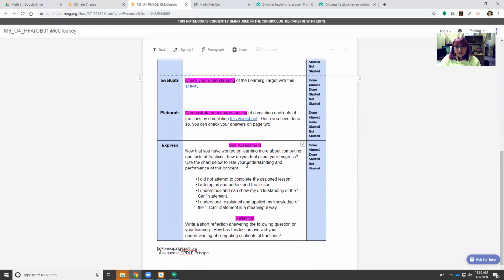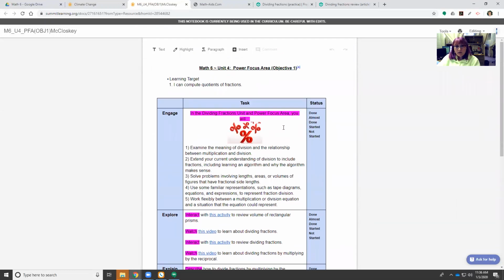All right, and then self-assessment, standard self-assessment, scale of 1 to 4, how do you feel you did? And reflecting how this lesson evolved your understanding of computing quotients of fractions. And again, this is for objective 1 of the dividing fractions power focus area. And the power focus area, of course, is joined with our dividing fractions unit. So this should help you walk through the content.